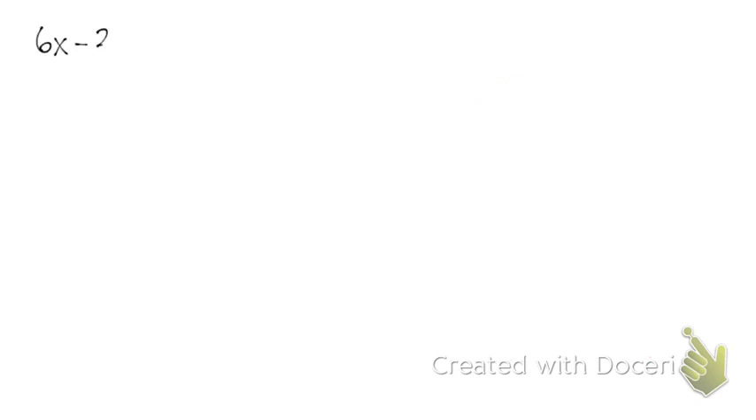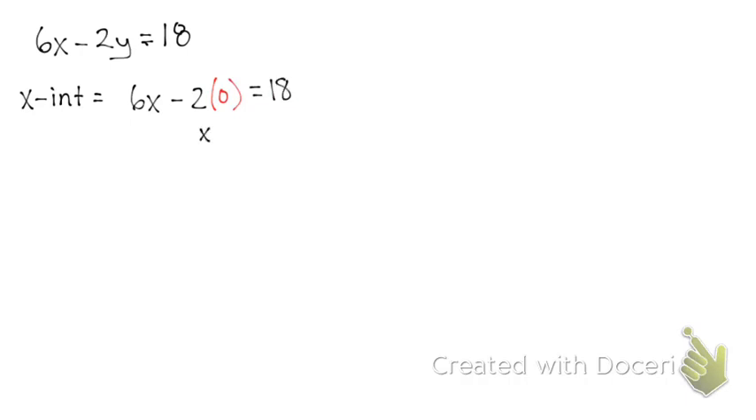Alright, so let's try a couple more. Let's say we have 6x minus 2y equals 18. So we're going to find the x-intercept. To find the x-intercept, you plug in 0 into y, and you go through and solve for x. So negative 2 times 0 is going to be 0. 6x equals 18. So therefore x has to be 3. Right, so 18 divided by 6 is 3.